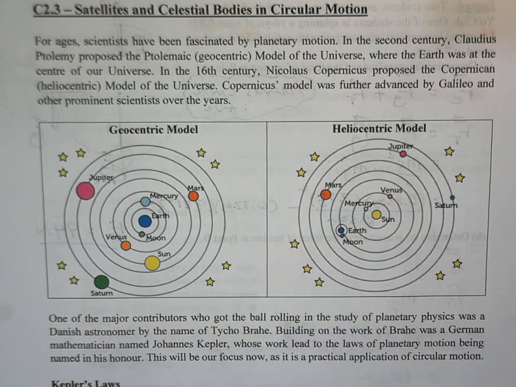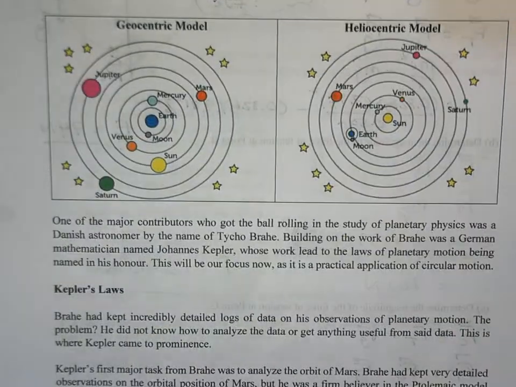Galileo is also very well known for proposing the heliocentric model, and you probably also know Galileo ran afoul of the authorities at the time for proposing that, because it was considered heresy. Now, one of the gentlemen that we're going to talk about is Johannes Kepler, and he built on the work of another gentleman named Tycho Brahe. Tycho Brahe kept a lot of detailed notes about the orbital position of Mars, but he didn't really know how to analyze them. So Brahe hired Kepler to do the analysis and figure out some peculiarities with Mars.